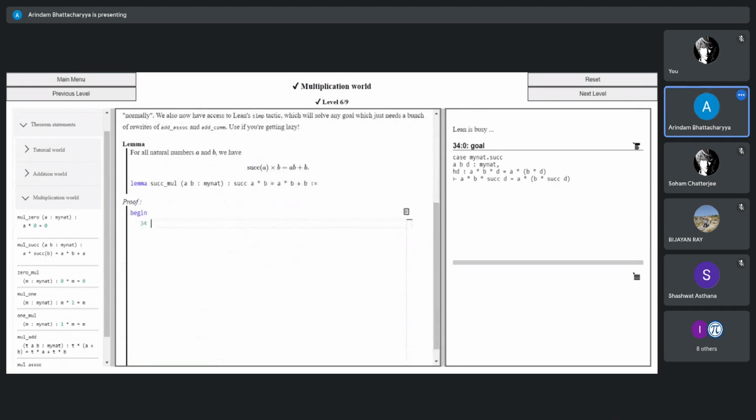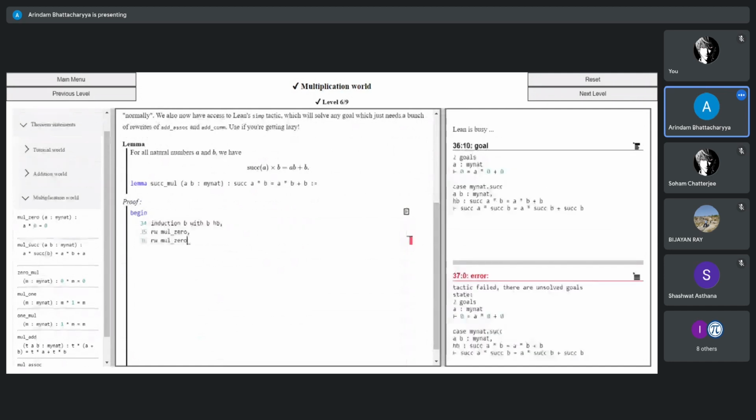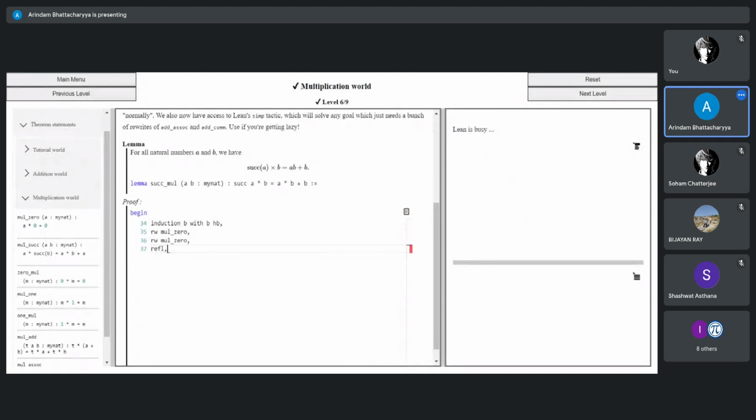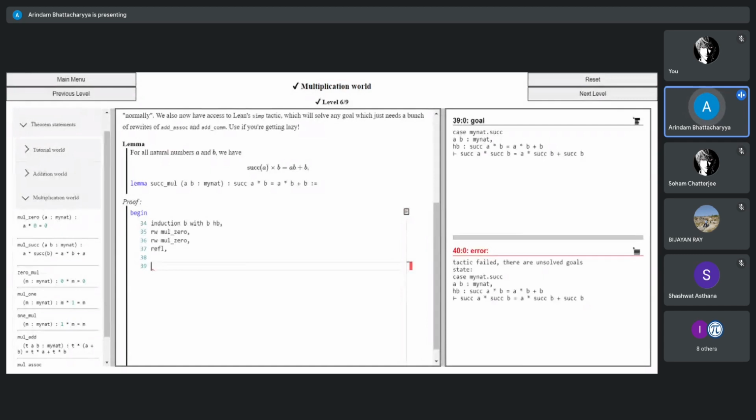So I guess you already saw the first thing. Induction on B. Instead of the original, B is B only. Successor at zero. So RW null 0. Again, RW null 0. Then therefore, it directly works. So I'll have to use HB somehow. I'll have to break down successor of B. So they have null succ, I have null succ.